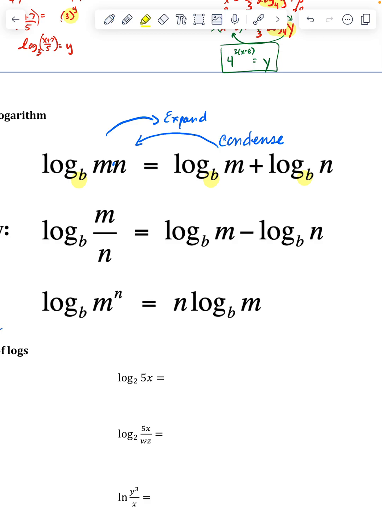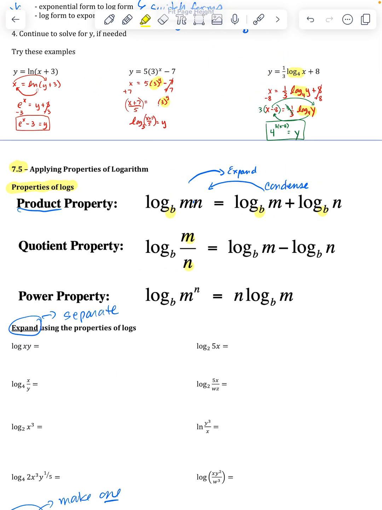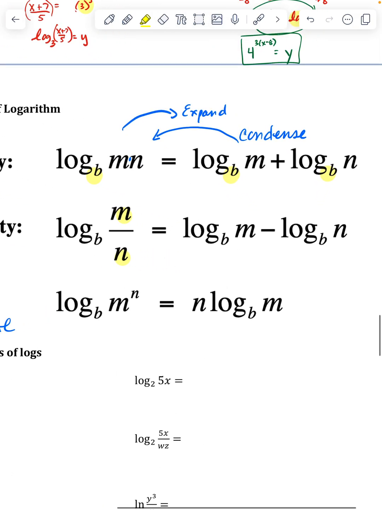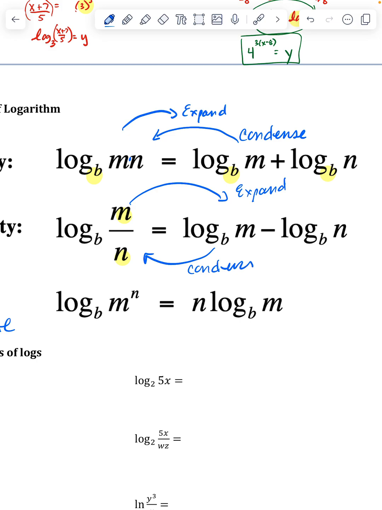Here we have something that's divided by another. So that's called the quotient rule because of division. So if those two things are put together by division, we can expand them, or separate them, by using subtraction. And if they are separated by subtraction and we want to put them together, we can condense them by writing them as the first thing divided by the second.